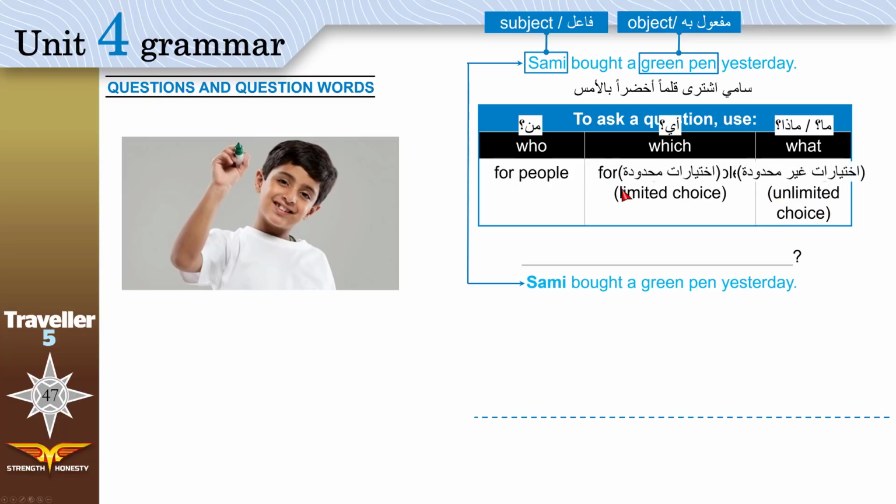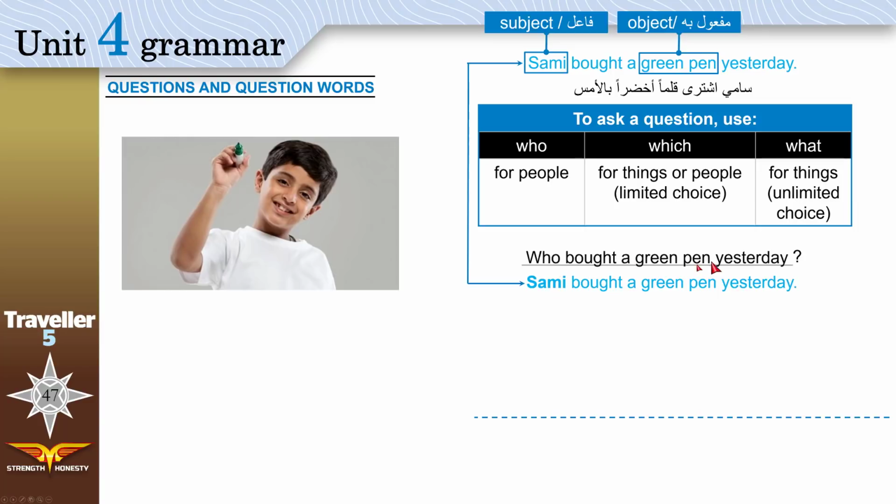What do we mean by limited and unlimited choice? We will get to this later. For now, let's ask our questions. We will use who, because the answer is Sammy. Who bought a green pen yesterday? Very simple. Sammy. Sammy is the one who bought the green pen.